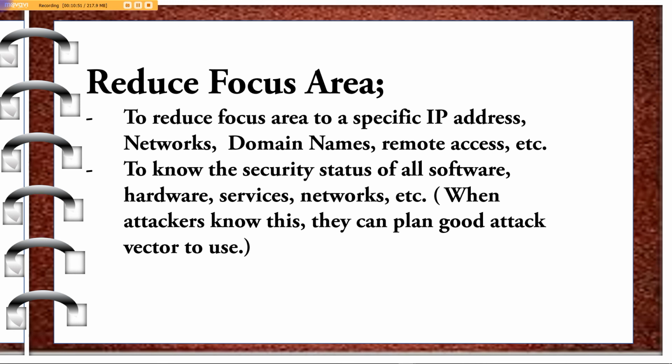And number 2, to know the security status of all software, hardware, services, and networks. When an attacker knows this, they can plan a good attack vector to use. When they get to know about the antivirus such organizations are using, and the kind of firewall, whether hardware firewall or software firewall, and the kind of configurations such a firewall has, it helps them a lot to know what kind of attack can be launched at such target organizations or target systems.